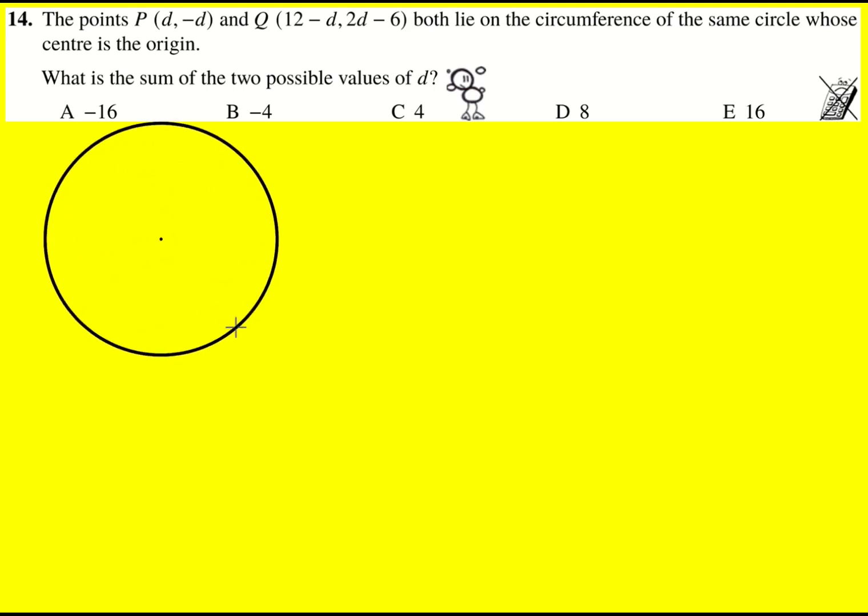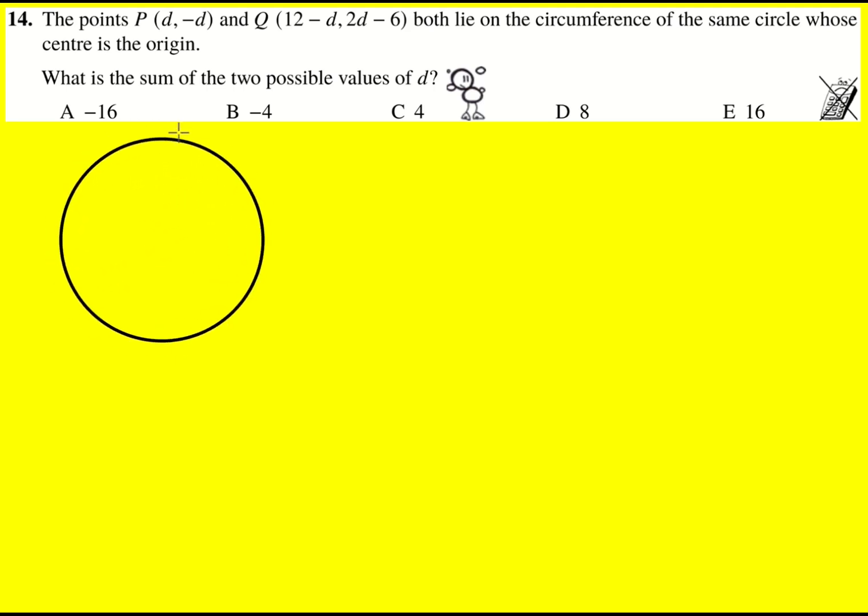First up, I'm just going to get a sketch of my circle, and I'm told it's centered at the origin. So there are my axes. There's the origin in the middle. I don't know exactly where the points are, but I'm just going to put them. So d and minus d, that would be assuming d is positive. I don't know that, but it's just to get a feel for what's going on.